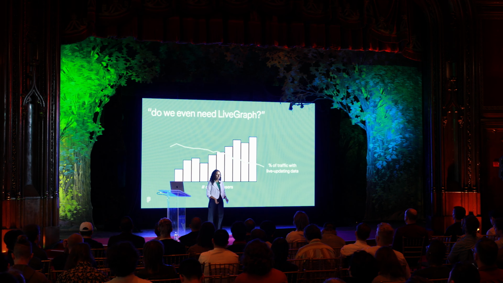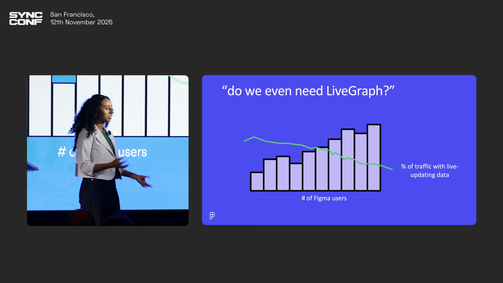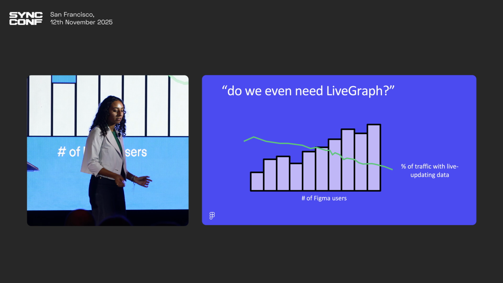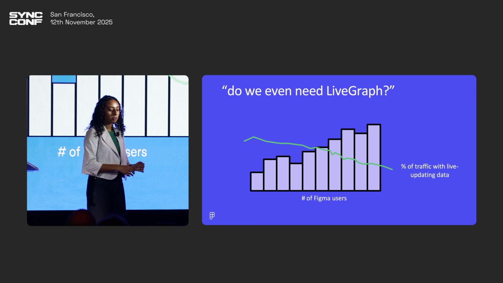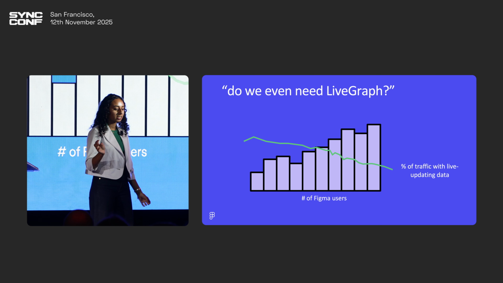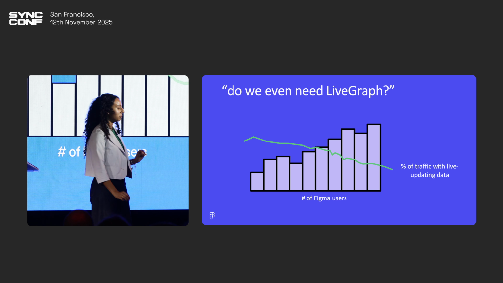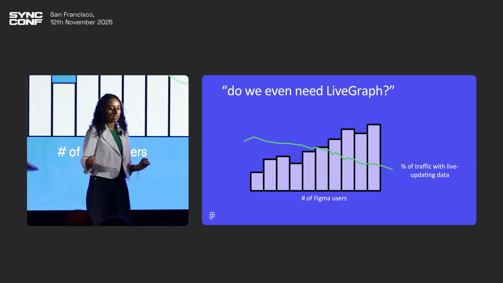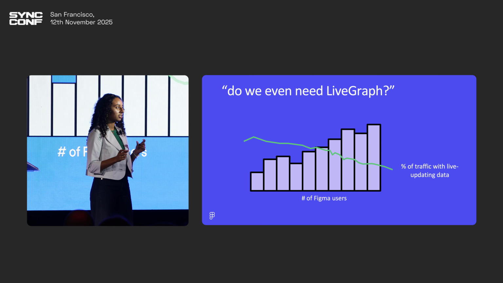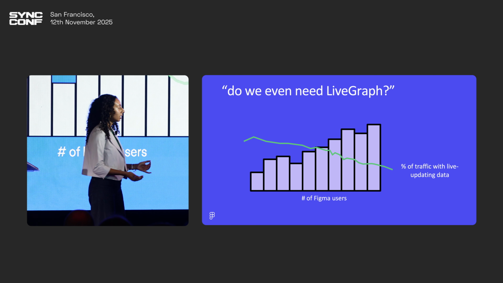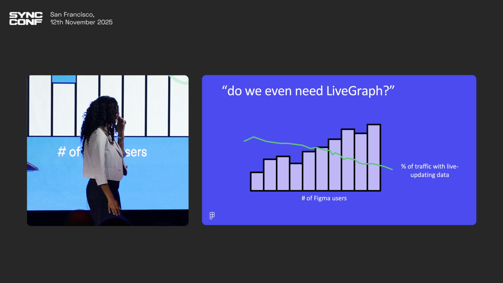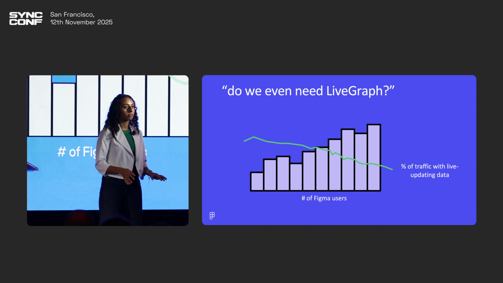Okay, another interesting thing that's happened as we've scaled is this question that's coming up: do we even need LiveGraph? So as the number of Figma users has increased, the percent of traffic with live updating data has decreased. And even though the volume has increased, the percent of data that's being sent down to the client as a result of other people's active changes is what's gone down. And this is due to a few reasons.